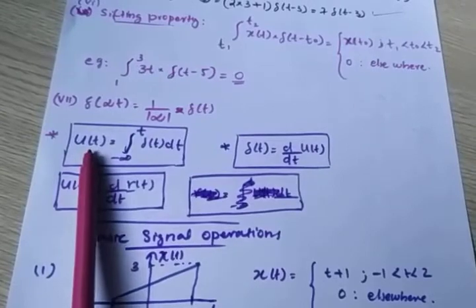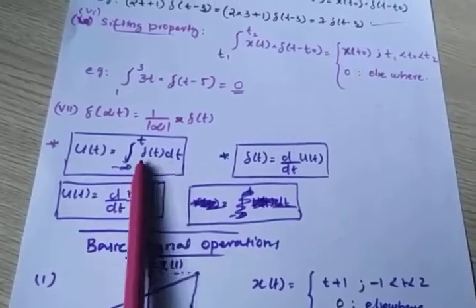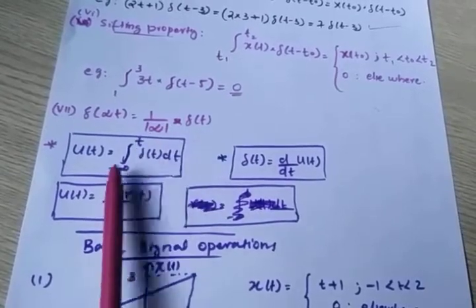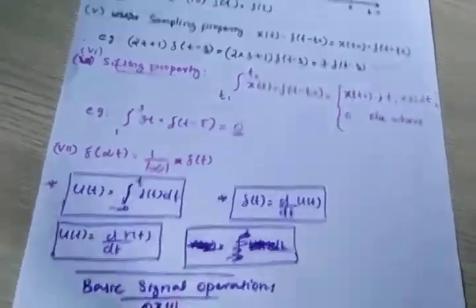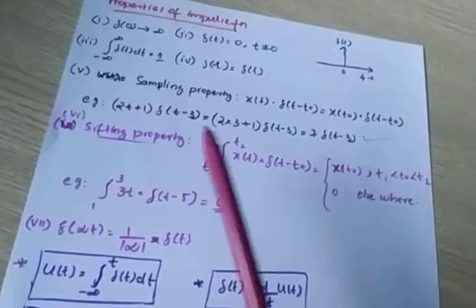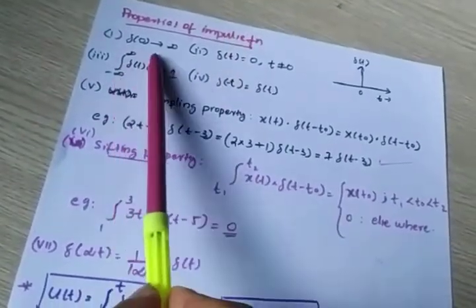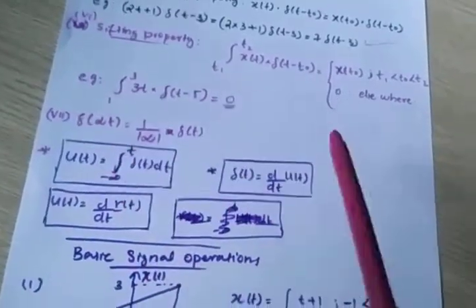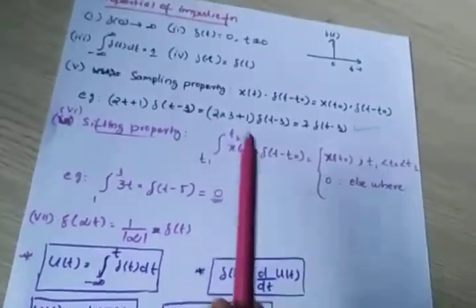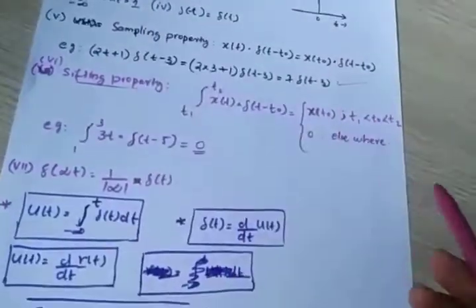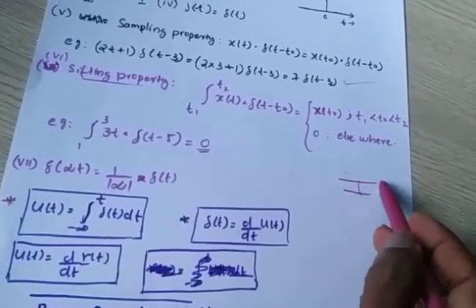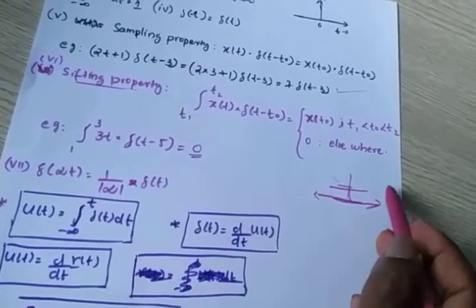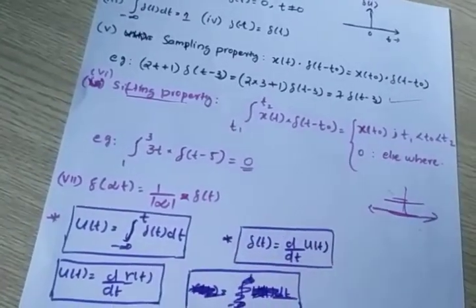You know what is the step function. If you integrate the impulse function from minus infinity to t, you will get the step function. See here, we have the property that the integral from minus infinity to plus infinity of del of t dt is 1. That means for all the time values the amplitude is 1. It is a step signal only, which covers both positive and negative time.